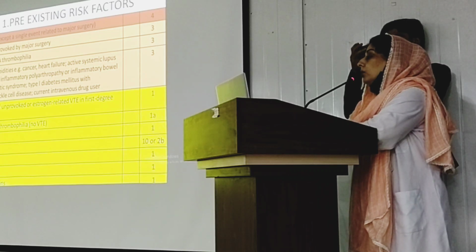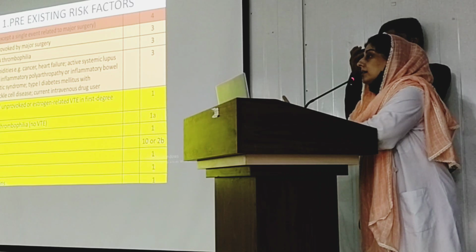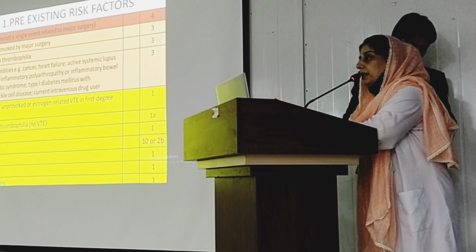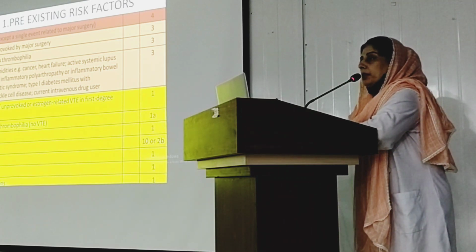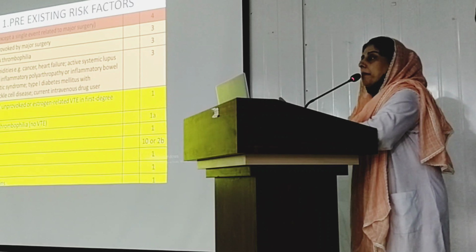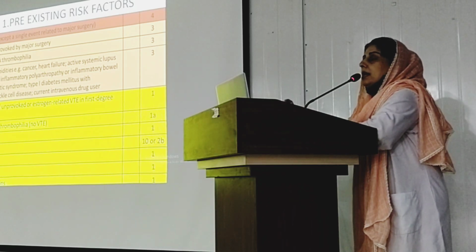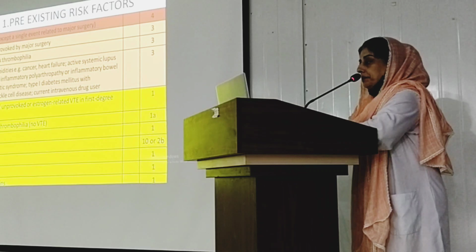If a patient has a known high risk thrombophilia, it is given 3 marks. As a little explanation, thrombophilia could be heritable or acquired. The heritable varieties include antithrombin III, protein C, and factor V Leiden mutations, and there are a few others. The acquired includes antiphospholipid syndromes with high titers of anticardiolipin antibodies and lupus anticoagulant. These patients will be given a score of 3.